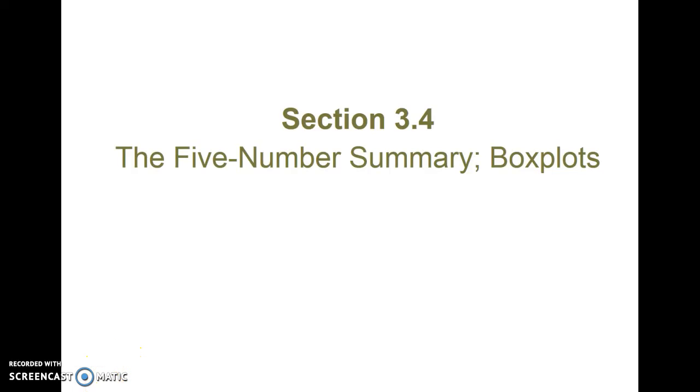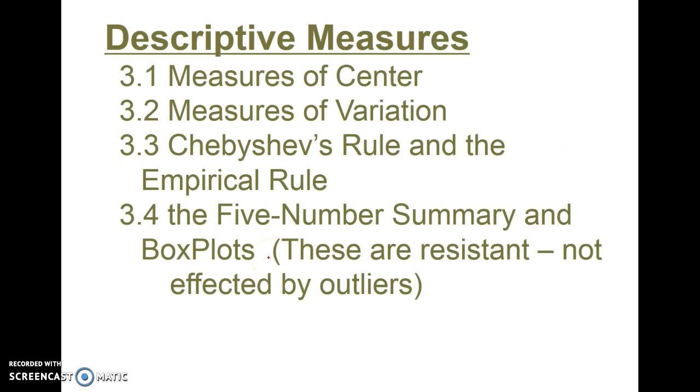Alright, so in this video we are going to finish what we started yesterday and talk about lesson 3.4. So yesterday in class we started by summarizing where we've been so far. We've talked in 3.1 about measures of center, 3.2 measures of variation, Chebyshev's rule and the empirical rule was 3.3, and now we're on to 3.4, which is the 5-number summary and box plots. So they go hand in hand. We need the 5-number summary in order to create a box plot.